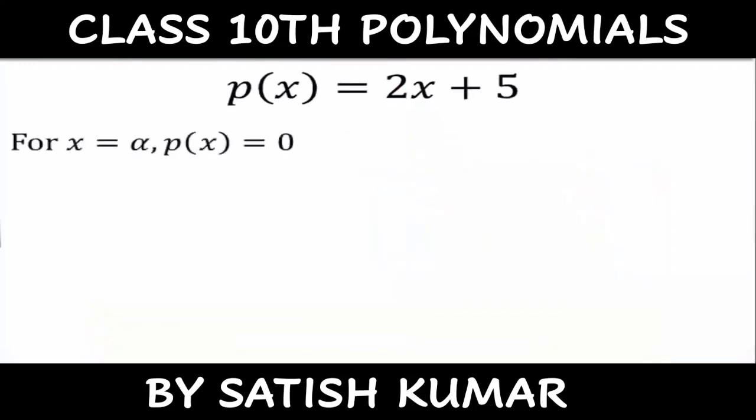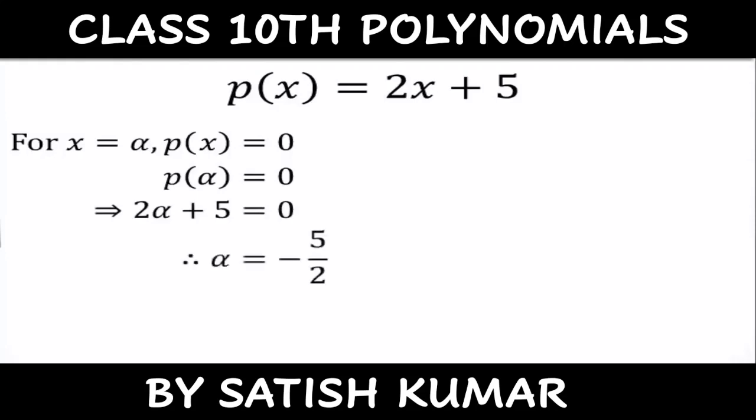Let's assume that for x equal to alpha, the value of p of x becomes 0. Thus, p of alpha is equal to 0. This implies that 2 alpha plus 5 is equal to 0. On simplification, we get the value of alpha as minus 5 divided by 2.